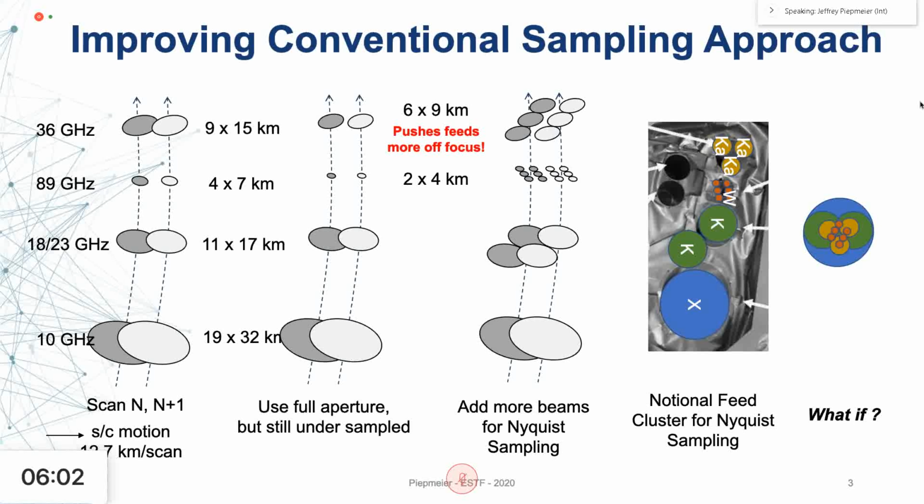So if I start at the left, this shows 2 consecutive scans of the GMI footprints on the ground. Good footprint overlap, which leads to Nyquist sampling. But as we go higher in frequency, all the way up to 90 gigahertz, there's actually a gap. And in fact, to try to close this gap, the antenna design under-illuminates the reflector to try to increase the beam width. So you can see this in the second panel.